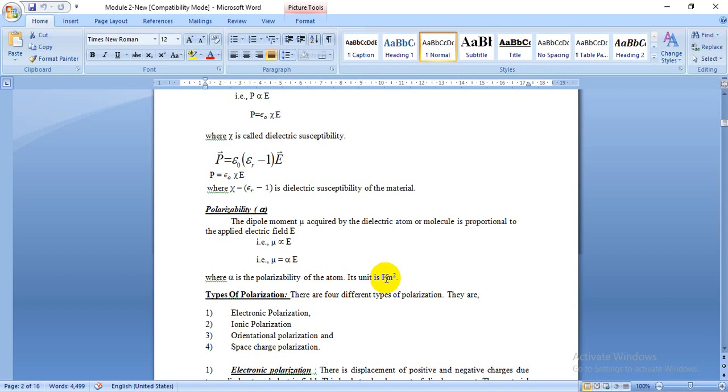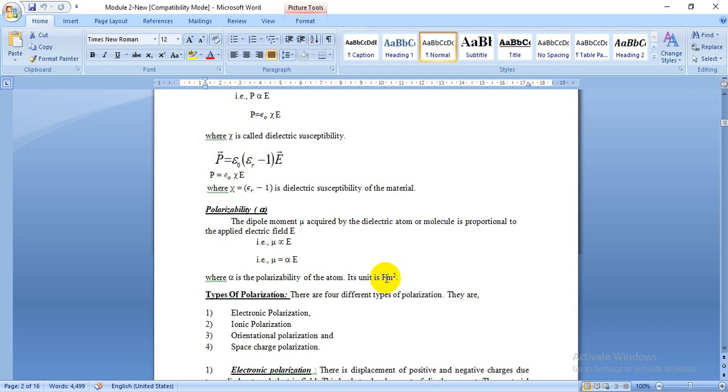When we talk about polarization, we must know about the flux density also. Flux density is denoted by the capital letter D, which is directly proportional to the electric field. To remove the proportionality, we have introduced two constants, epsilon naught and epsilon r, along with capital E. Epsilon naught is the permittivity of free space, and epsilon r is the relative permittivity. So D is the flux density. That is formula number 2.